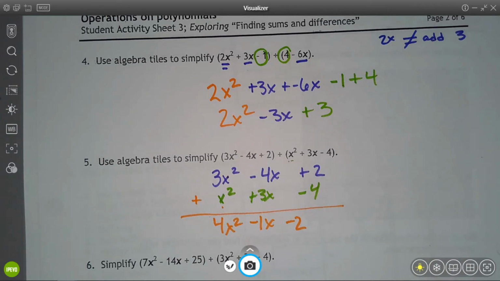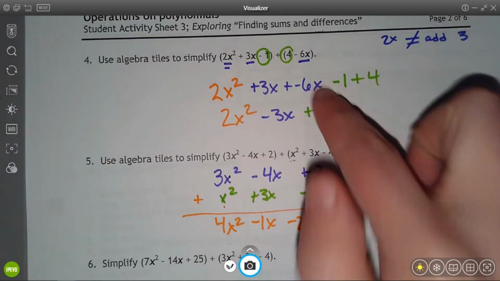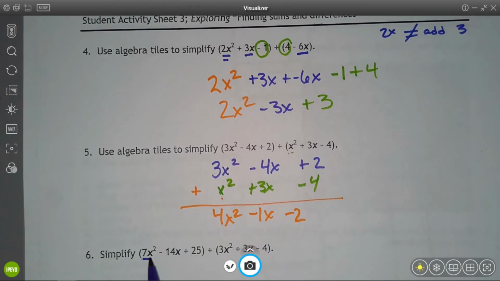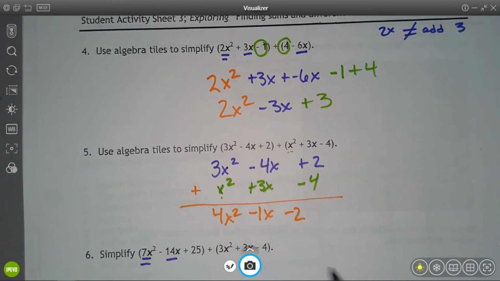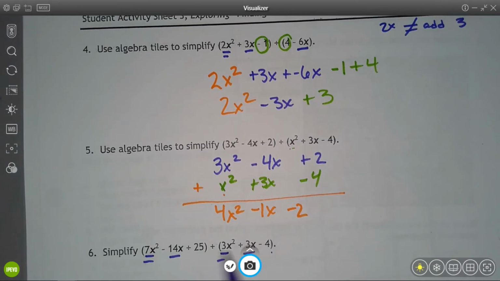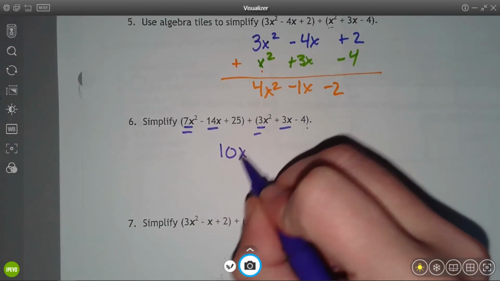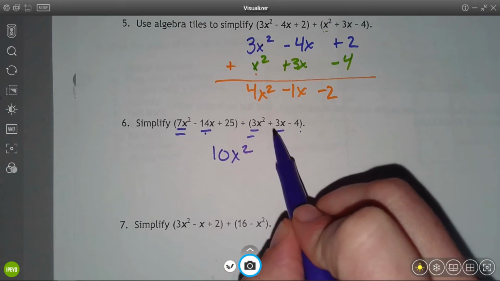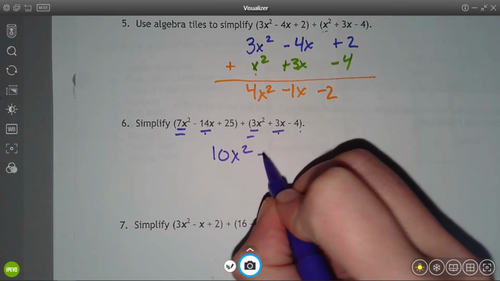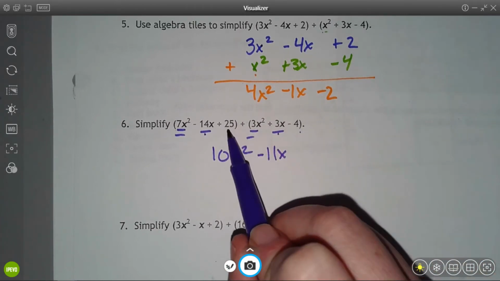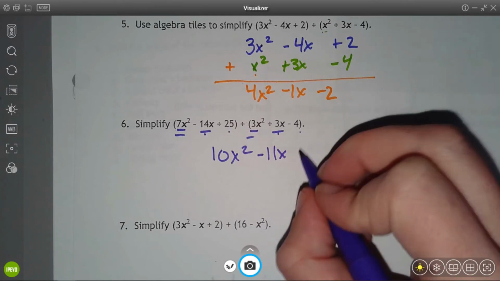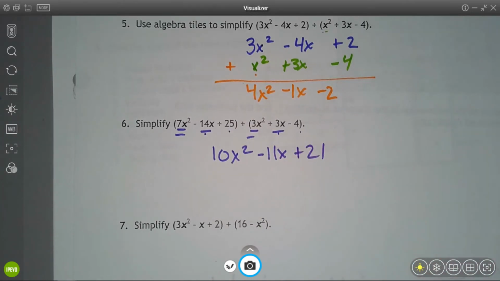Okay, so again, I'll do this the same way that I did this top one up here. I've got a 2-term, a 1-term, a none-term. A 2-term, a 1-term, a none-term. So 7x squared plus 3x squared gives me 10x squared. Negative 14 plus 3 gives me negative 11x. And 25 plus negative 4 gives me a positive 21.